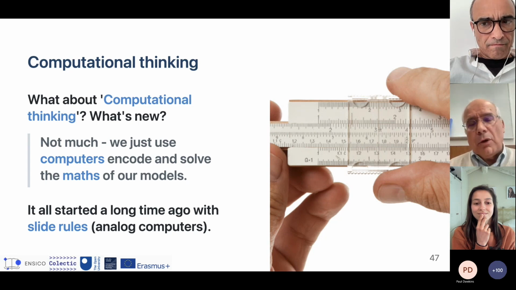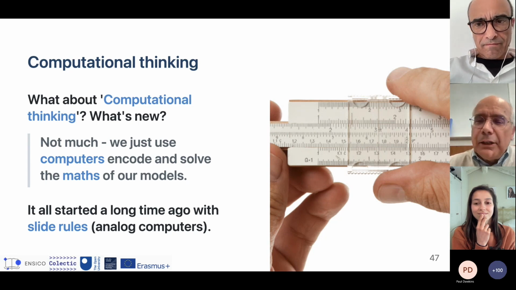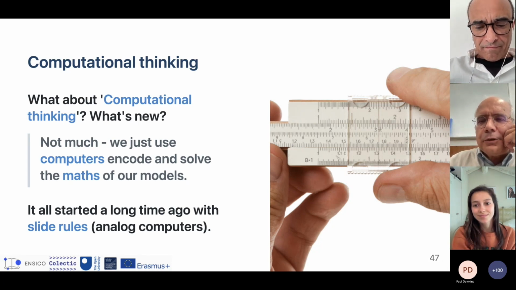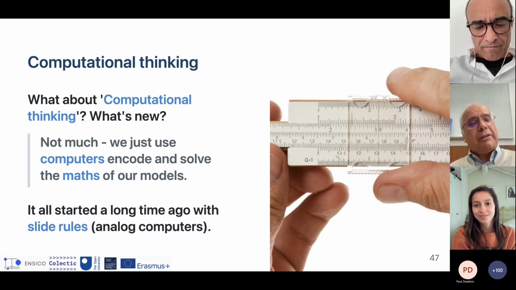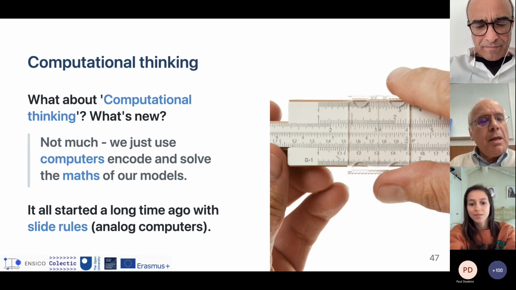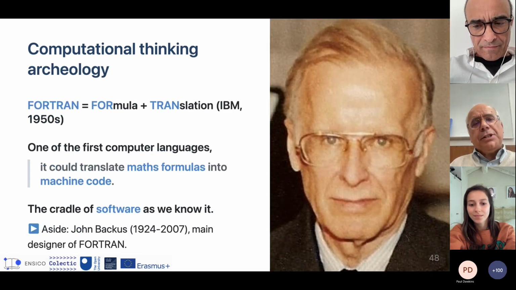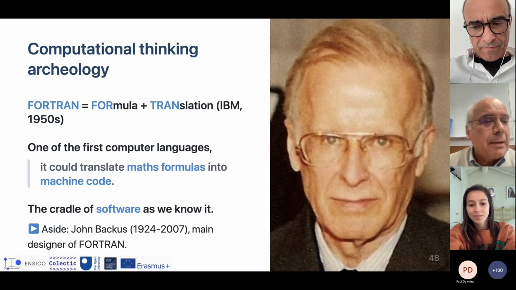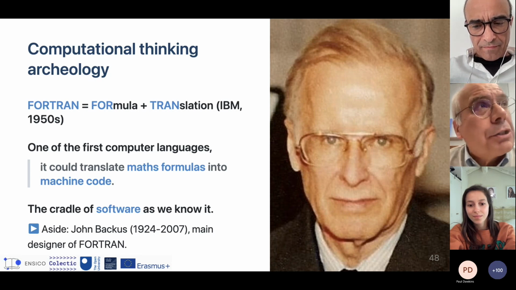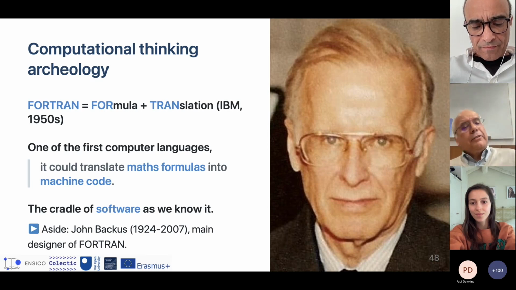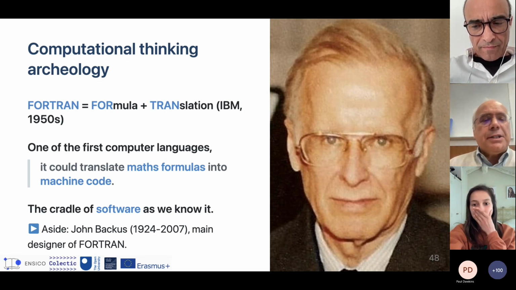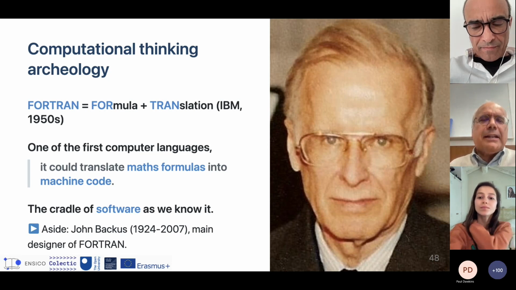It all started a long time ago with slide rules. I remember I still used these slide rules in my early education. So this is when things start. We have our mathematical models, and we are starting to use machines to help us. This is interesting because when we think about the early stages, the archaeology of programming languages, we reach the 1950s. In the 1950s, one of the first languages was Fortran. Fortran is formula translation.